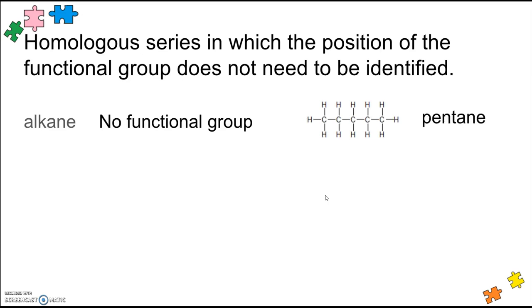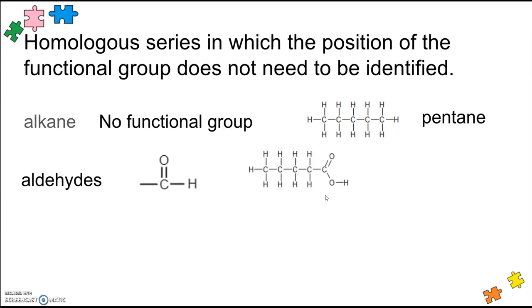Our second example that we have is the aldehydes. If you remember from the previous video, the functional group of the aldehydes is always a double bond O that is connected to the last carbon of the chain. Since it needs to be on the last carbon, that position cannot really change in any of the aldehydes. It will always be on the last, so I don't have to identify exactly where the functional group is. The example that I've shown you here is pentanal.